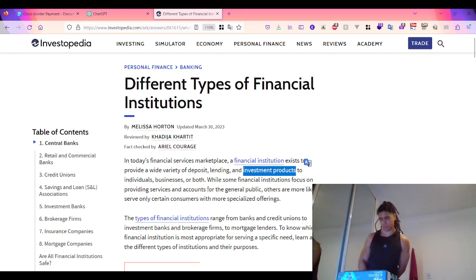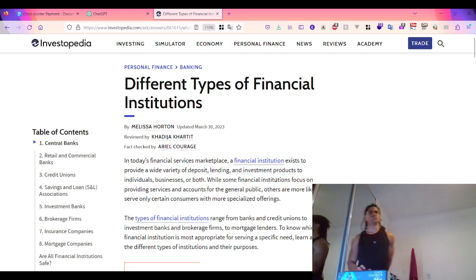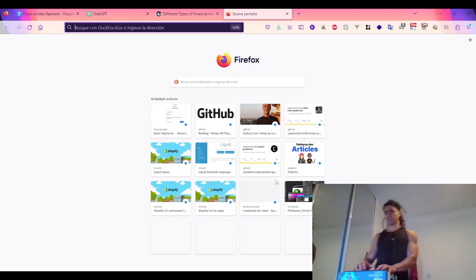So that's the whole point of this financial institution: deposit, lending, and investment products to individuals, businesses, or both. While some financial institutions focus on providing service and accounts for the general public, for example banks, what banks do is allow you to deposit. You can also ask for loans, or they provide you investment products, such as fixed rate certificate of deposit.